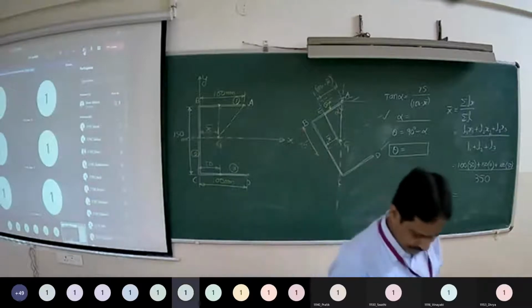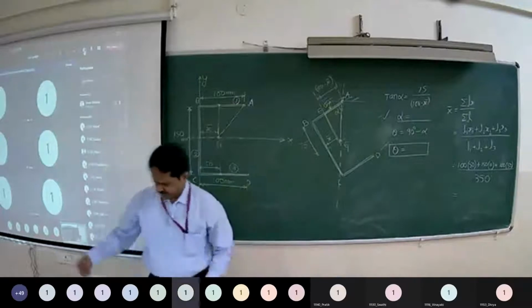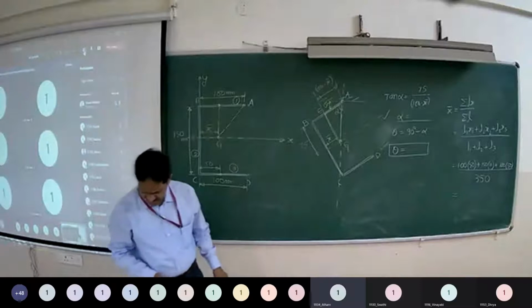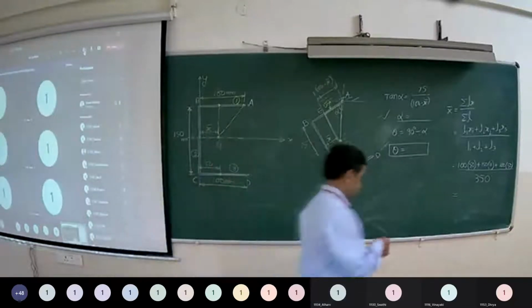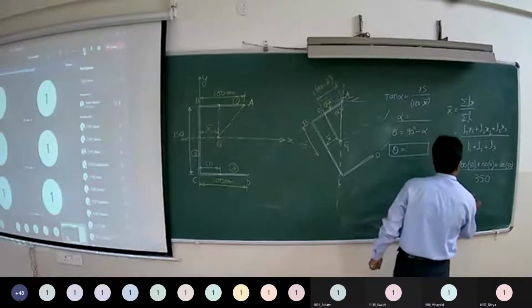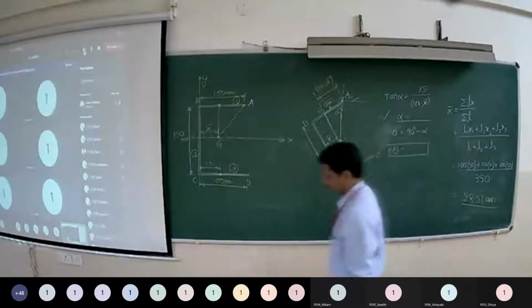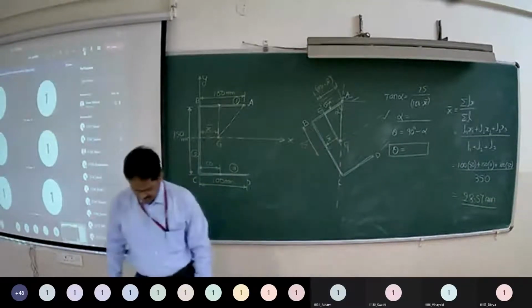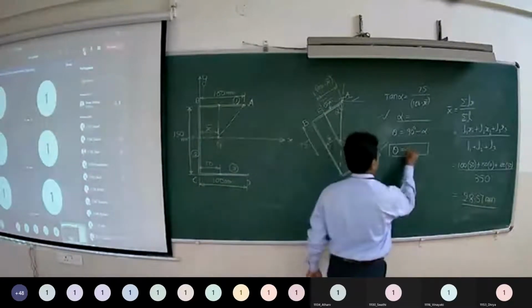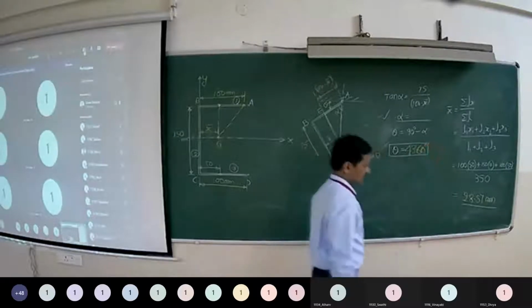Sir, how, sir, AC theta is 75? Yes. So the answer is theta is equal to 43.61. What is x bar? X bar is 28.57. And theta is 43.6.